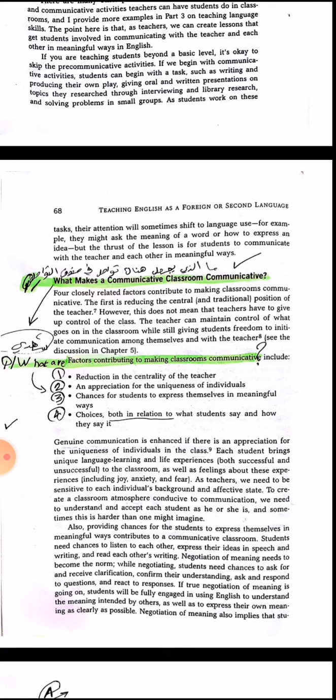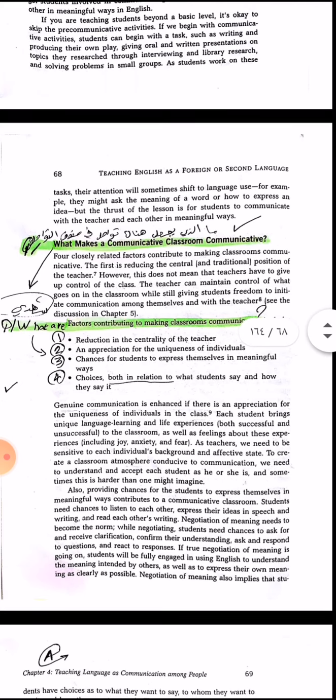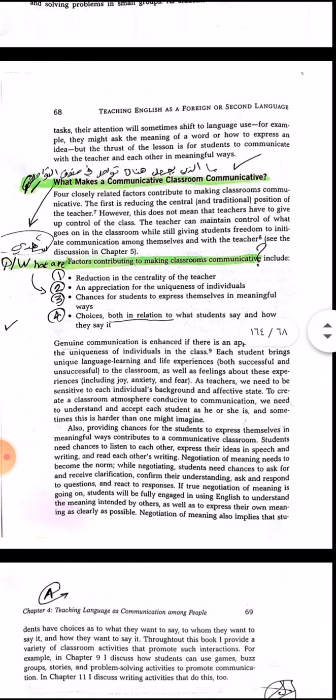The teacher can maintain control of what goes on in the classroom while giving students freedom to initiate communication among themselves and with teachers. Okay, factors contributing to making a classroom communicative. This is very important: the centrality of the teacher to be reduced. Second, appreciation for the uniqueness of the individual. It means you have to make the students work collaboratively and individually, and you have to focus on the uniqueness of the student.